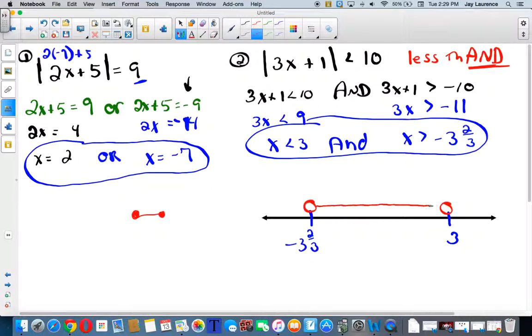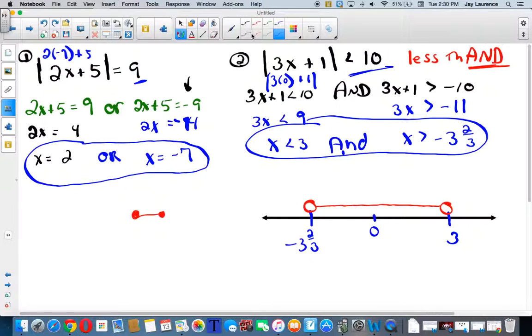Now, to make sure that I'm right, I like to test things. So I'm going to take a value that's in this range, like say maybe 0, and I'm going to plug it in for x. So 3 times 0 is 0, plus 1 is 1. Absolute value of 1 is 1. Is 1 less than 10? It sure is. So see, it works. Any number I pick in this range will give me a true statement.